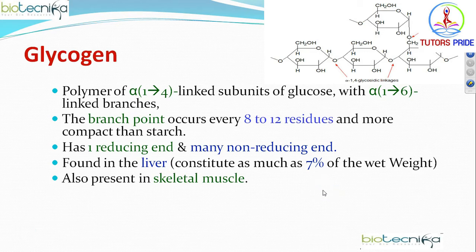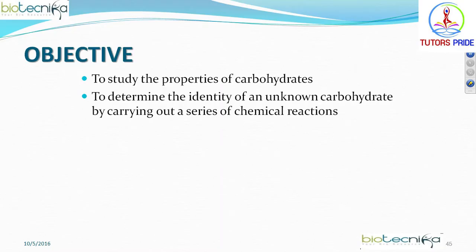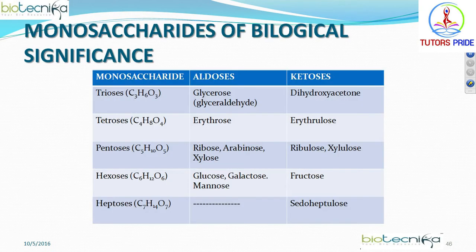In skeletal muscle also, this glycogen is available. Okay, now we'll see what the different qualitative tests for carbohydrates are. What is a qualitative test? It means how to find out the presence of carbohydrate. So different tests are carried out there.